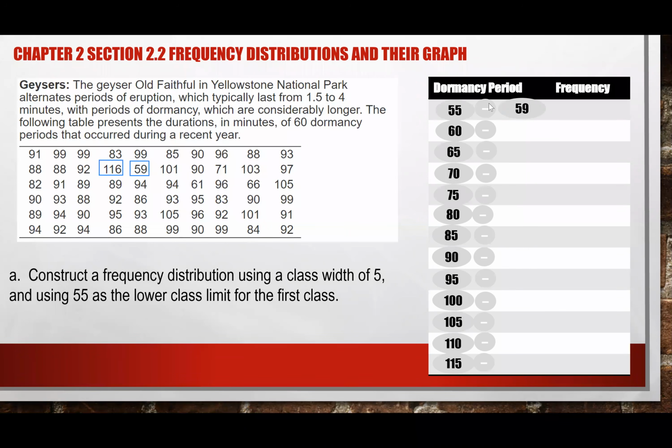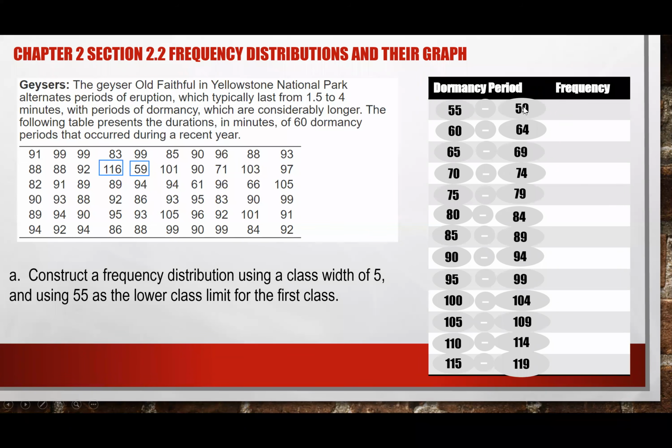Or if you take a look at this, every time you jump, you add 5: 59, add 5 to give you 64, add 5 to give me 69, add 5 to 74, and so on and so forth. So basically, the upper limit right here is 1 less than the next lower limit, 1 less than the next lower limit. Everybody see that each of these is 1 less than the lower limit?